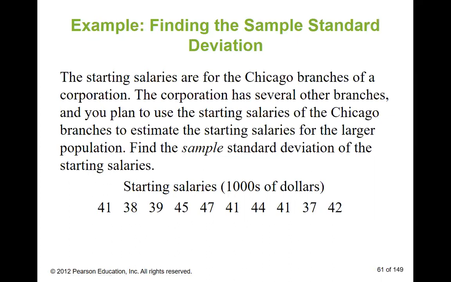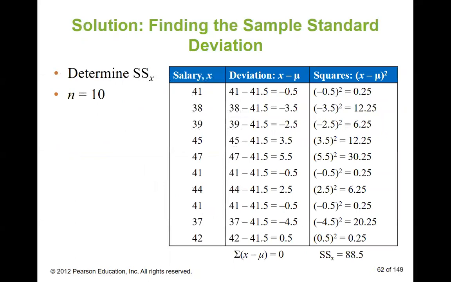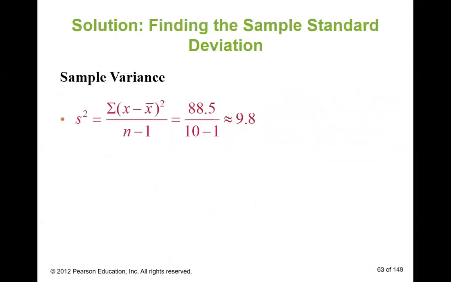Instead of doing 88.5 divided by 10, we'll divide it by 9, because 10 minus 1 is 9. Now, let me show you this. We still have the 88.5, but they're dividing it by 10 minus 1. And then remember, they rounded on the other one to the nearest tenth instead of keeping the extra digit. And so this is about 9.8.